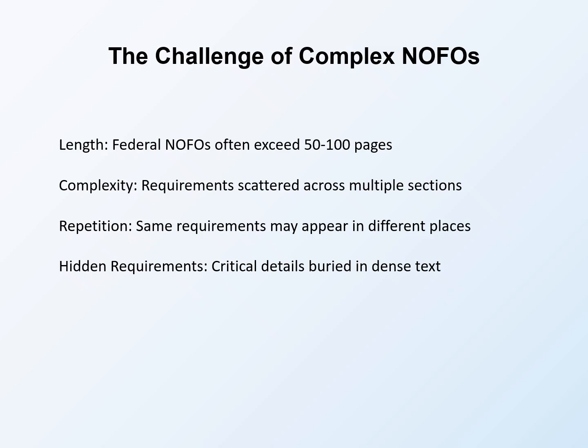Repetition means the same requirements may appear in different places, sometimes worded differently. A page limit might appear in the application instructions, in the formatting section, and in the evaluation criteria. Inconsistencies between repeated requirements create confusion. Hidden requirements are critical details buried in dense text. A disqualifying requirement might appear in a single sentence within a paragraph on another topic. Missing these hidden requirements leads to non-compliant applications. The shredding method systematically addresses all of these challenges.